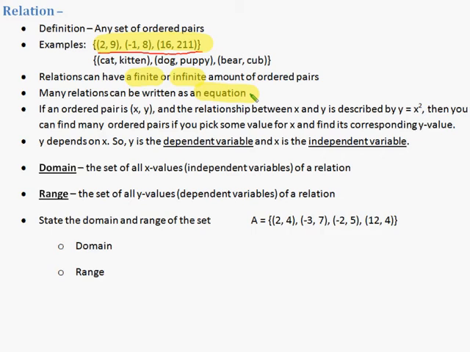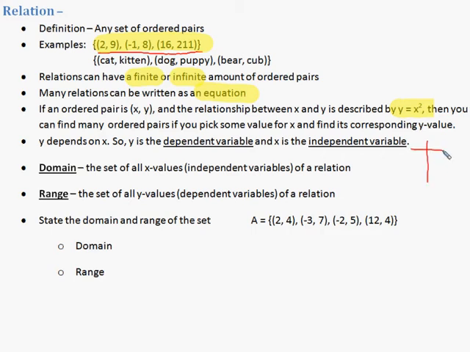Here we're going to think about dependent and independent variables. If an ordered pair is x, y, and there's a relationship between x and y described by an equation, so I just mentioned we could have equations, y equals x squared, then you can find many ordered pairs if you pick some values for x and find their corresponding y values. And we'll do that later, but I'll show you really quickly here.